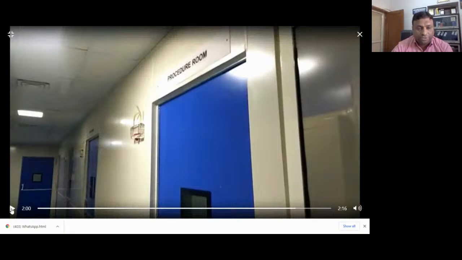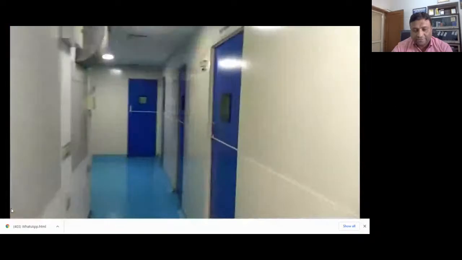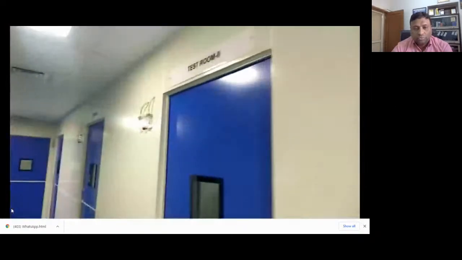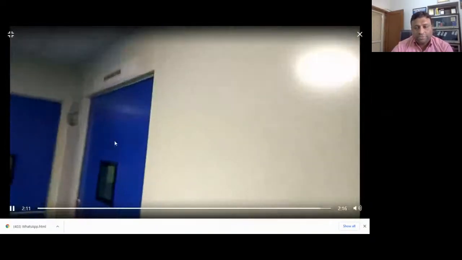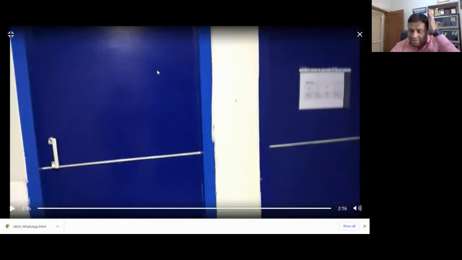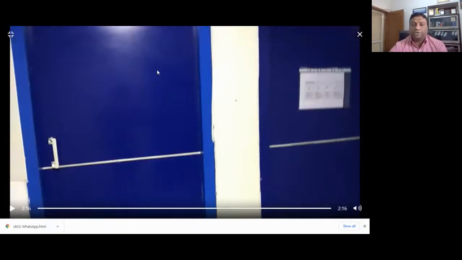Okay, so let me show you this now. This is a lobby. Typically it should be wide enough so that you can move your racks and cages easily. So this was a virtual tour of how an animal facility looks. This is the BR room, meaning a breeding facility. If you are doing in-house breeding, you can always have this.